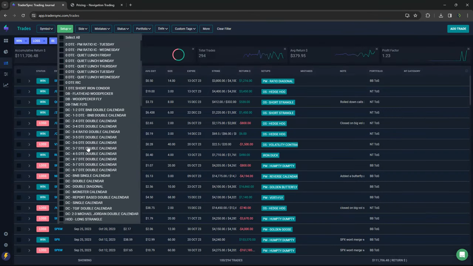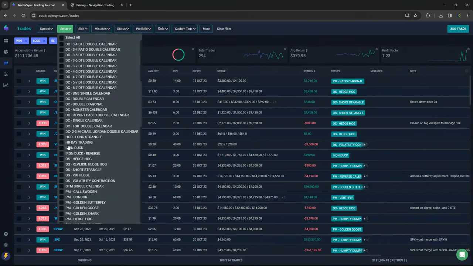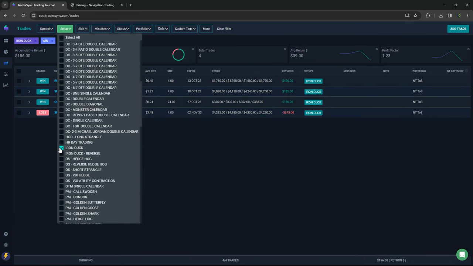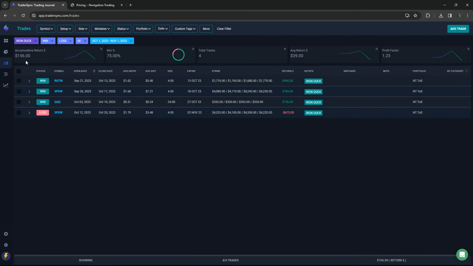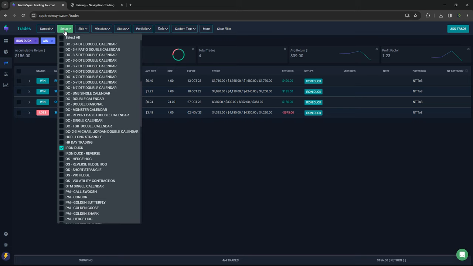And then next category would be Iron Ducks. Small scratch, plus 156, had one sizable loser. The others were small winners. So small green on Iron Ducks for the month.